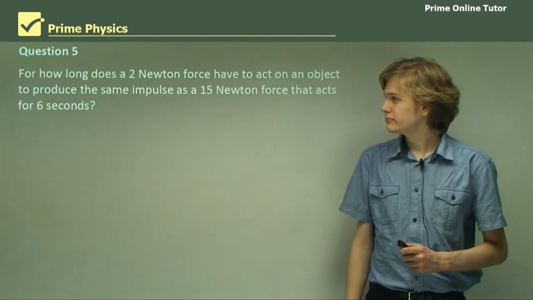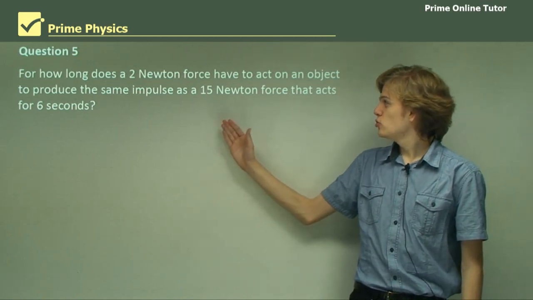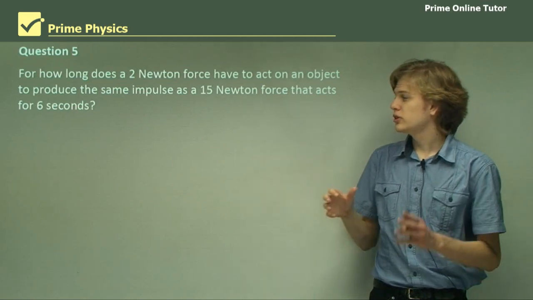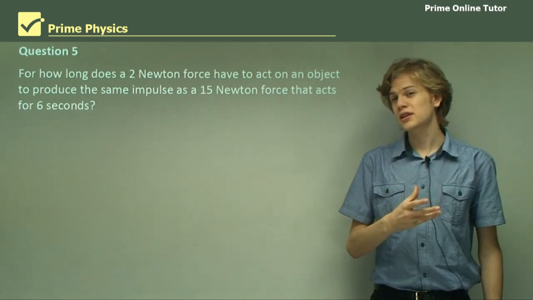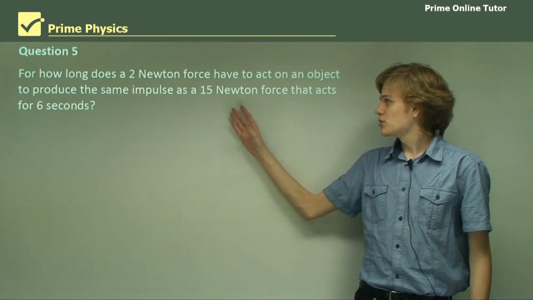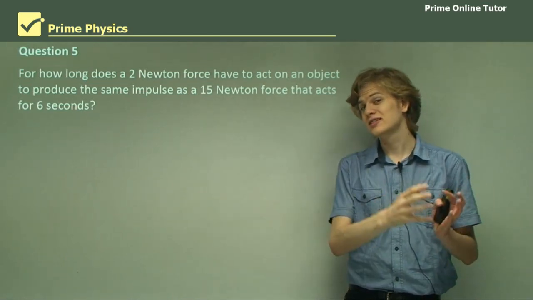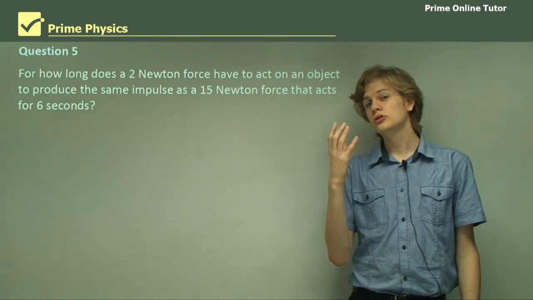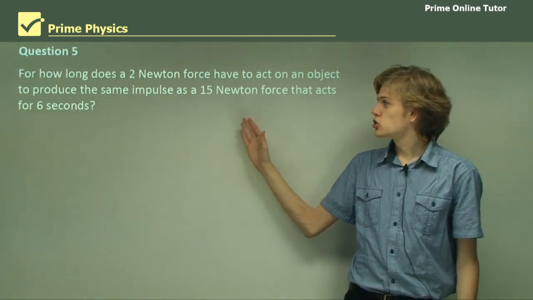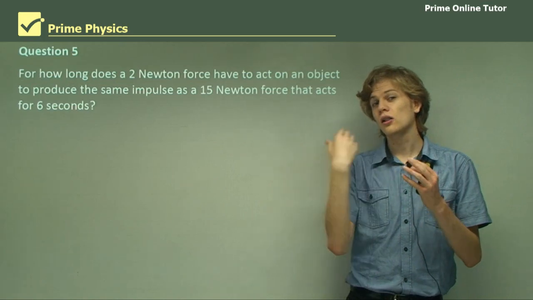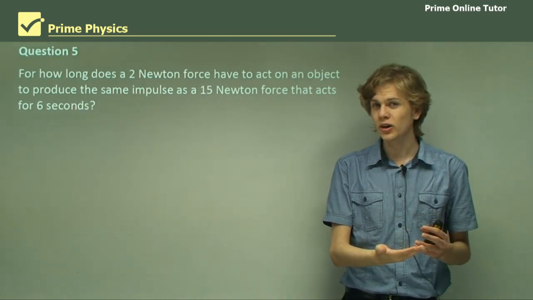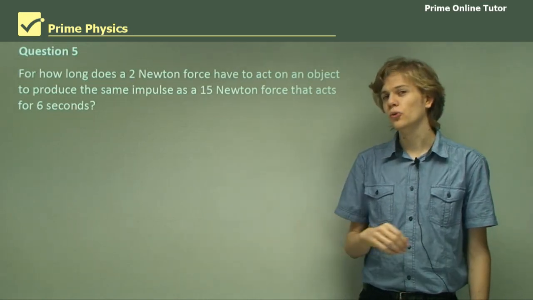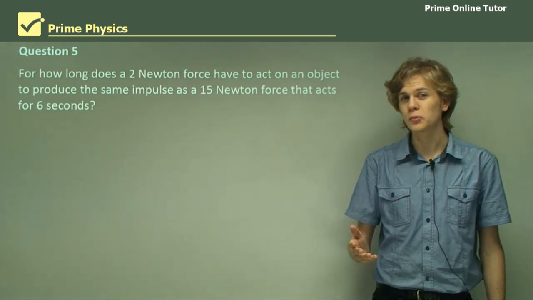Question 5. For how long does a 2 Newton force have to act on an object to produce the same impulse as a 15 Newton force that acts for 6 seconds? So in this case, we have a large force that acts for 6 seconds. That's going to produce a certain impulse. But we can produce the same impulse by using a small force for a longer amount of time, right? The first thing we need to do is figure out what the impulse is that we're trying to reproduce.